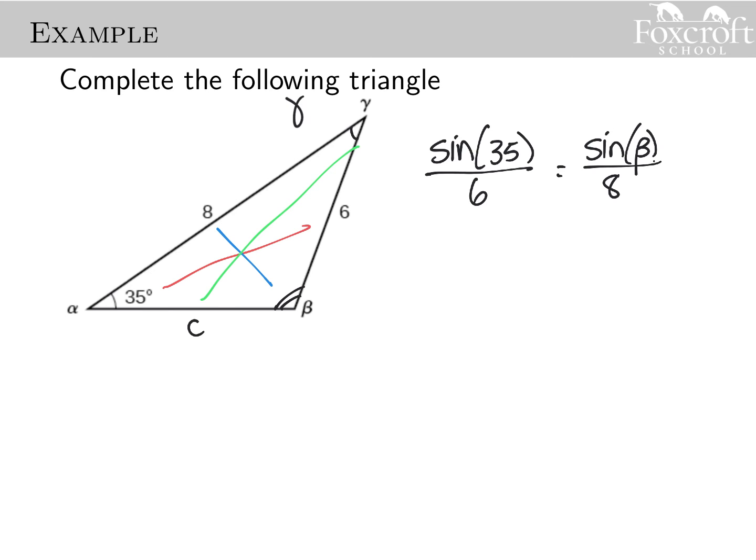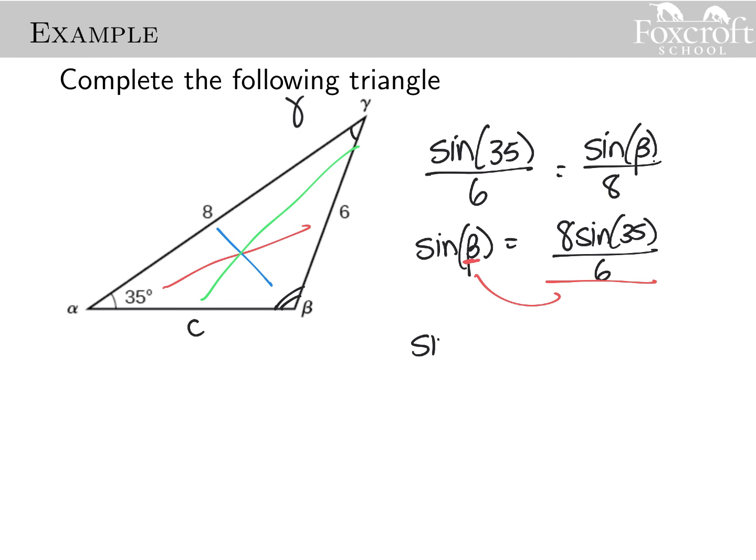So the first thing I do is multiply both sides by 8. 8 sine of 35 over 6. You could simplify that fraction if you want. I'm just going to leave it because we're going to end up using a calculator anyways. We saw when we did our very first learning objective, if I want to figure out what this angle is, I can switch these two things by changing to sine inverse of this thing.